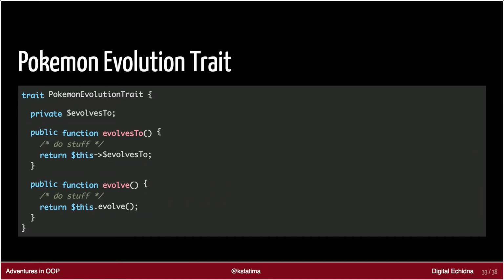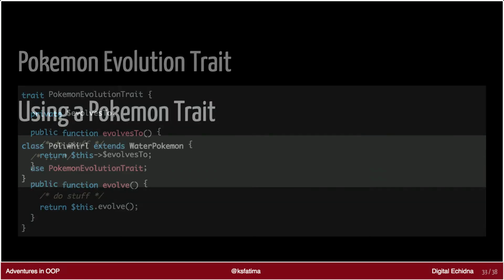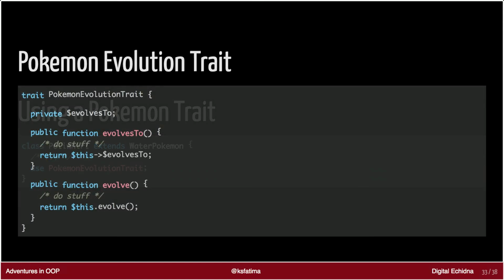And then let's look at the syntax for how to use a trait. Basically, I did not update this slide. Poliwhirl is a water Pokemon, and it extends the water Pokemon class, and it uses the Pokemon evolution trait. So you have to use the use keyword and the name of the trait, and you're basically borrowing that snippet of code that we saw in the actual trait. Cool.